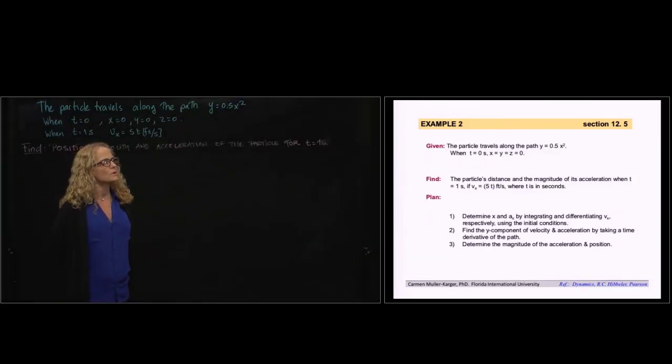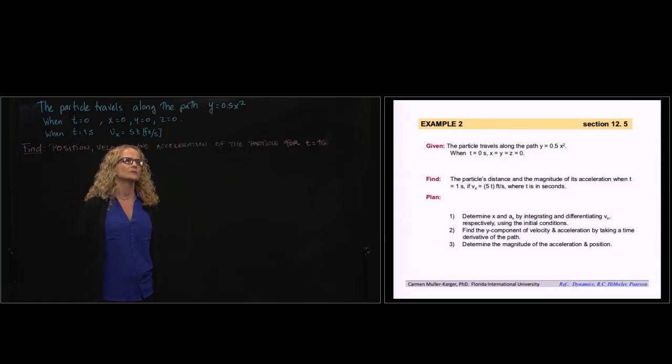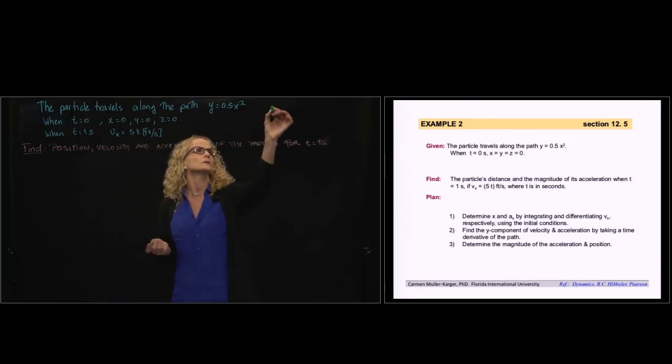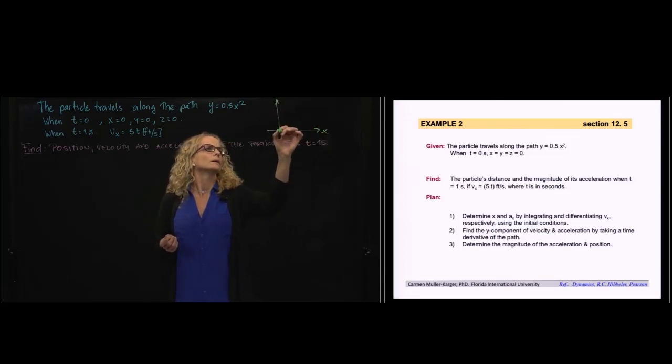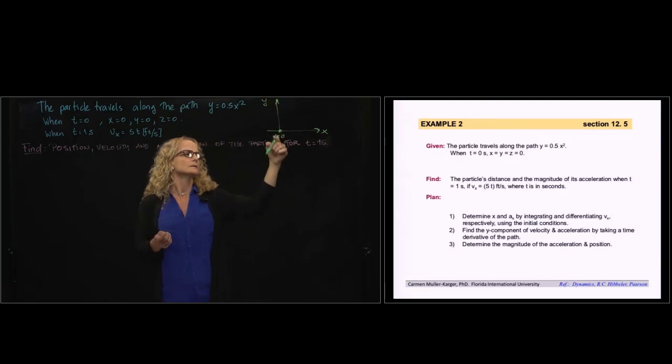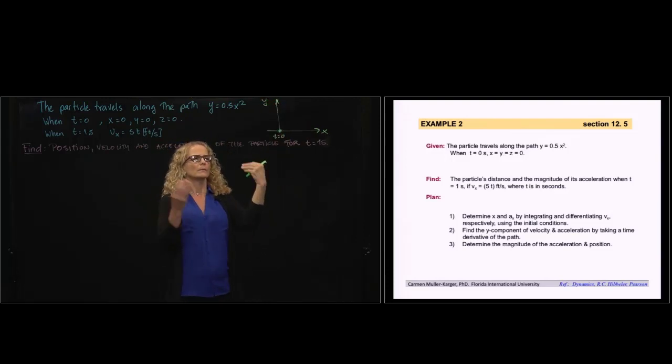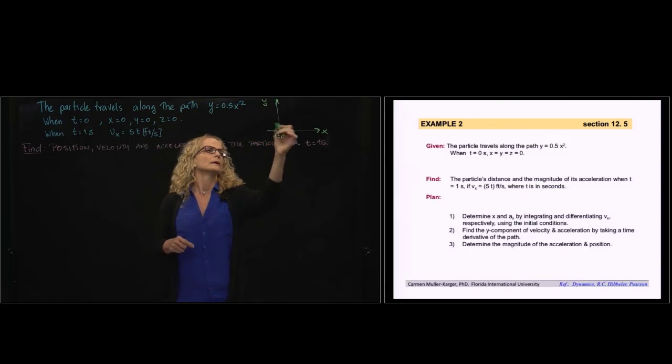Hi, we will solve example number 2 of section 12.5. We have a particle that travels along a path y equals 0.5 x squared, and we know that the position when t equals 0 is x equals 0, y equals 0, and z equals 0. So we can draw our coordinate system, right? For t equals 0, the positions x and y are 0, and z, which comes out of the whiteboard, is 0 as well.